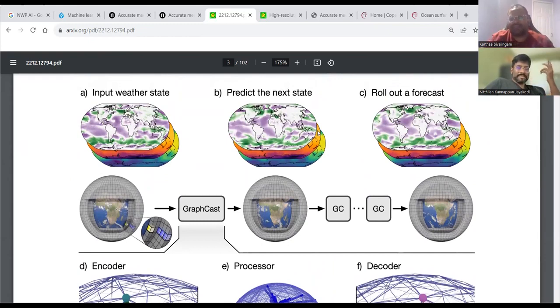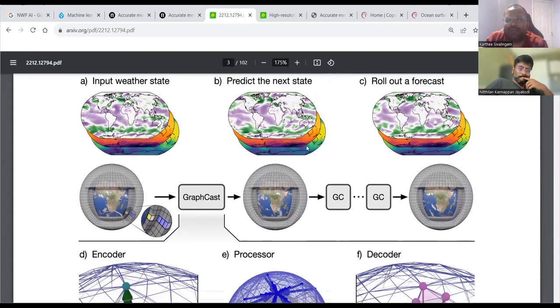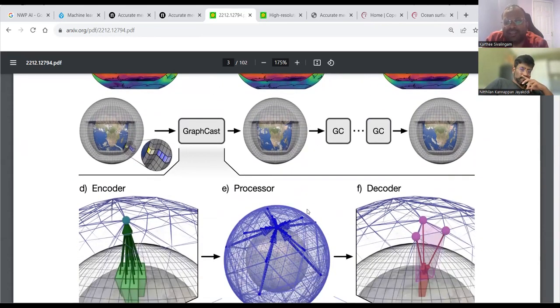Since you have 30 years of past information, data, and the true value is there. Yes, just do it. So this is not a very difficult problem. This is all supervised learning. They are using graph neural networks.